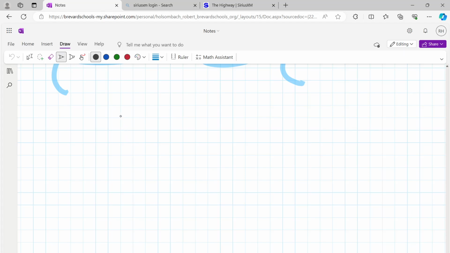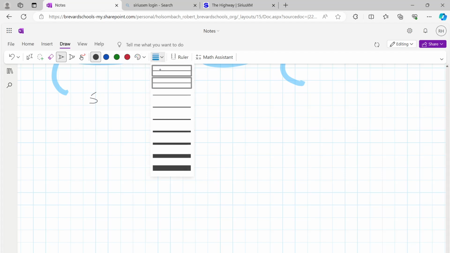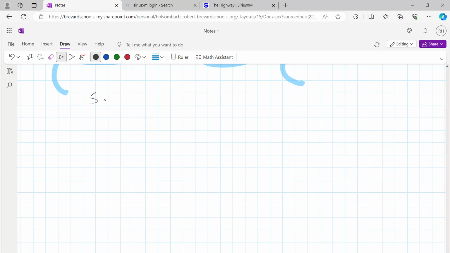All right, page 750 today, we've got special segments in a circle. All right, Theorem 10.15, the Segments of Chords Theorem.